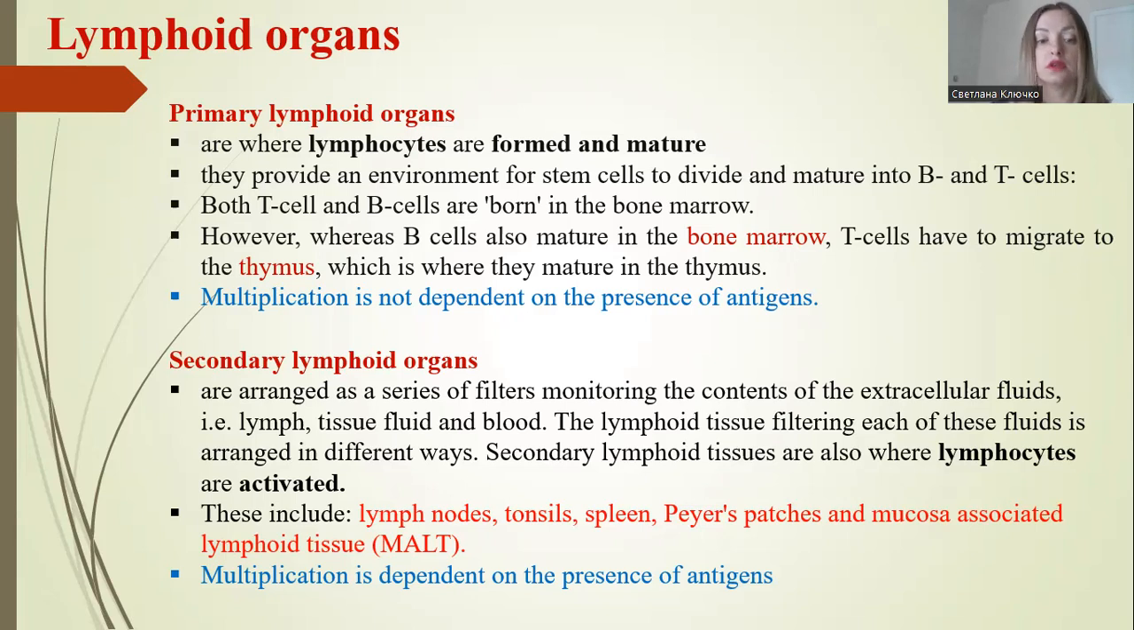Compare with secondary lymphoid organs or peripheral lymphoid organs. They are arranged as a series of filters monitoring the contents of the extracellular fluids, for example, lymph, tissue fluid, and blood. The lymphoid tissue filter in each of these fluids is arranged in different ways. Secondary lymphoid tissues are also where lymphocytes are activated. Secondary lymphoid organs include lymph nodes, tonsils, spleen, Peyer's patches, and mucosa-associated lymphoid tissue. And the most important difference is that multiplication is dependent on the presence of antigens. And we can say that antigen-dependent differentiation occurs in secondary, peripheral lymphoid organs.